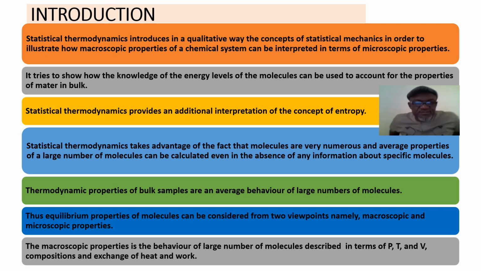This is by introduction. Statistical thermodynamics introduces in a qualitative way the concept of statistical mechanics in order to illustrate how properties of chemical systems can be interpreted in terms of microscopic properties. So we're looking at macroscopic properties. Macroscopic means bulk. That is what we can see. Micro is very small. When you say something is micro, it means possibly we can't see it with our eyes. So that is what is happening inside.